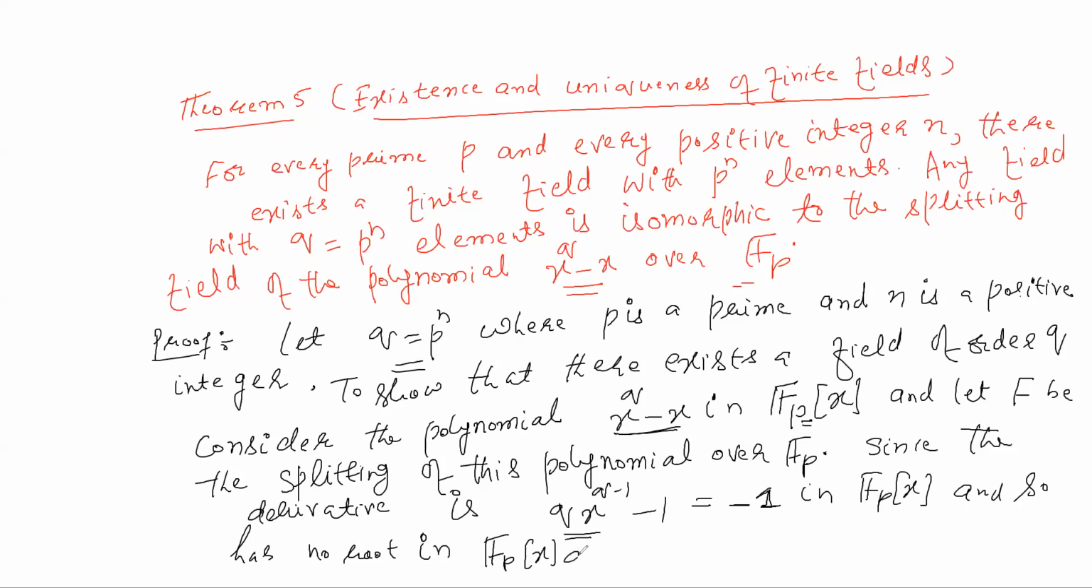And so x raised to power q minus x has q distinct roots in F. We will show that F has precisely q number of elements, that is, the elements of F are precisely the roots of this polynomial. This is our job actually.